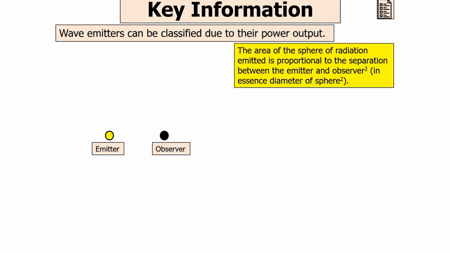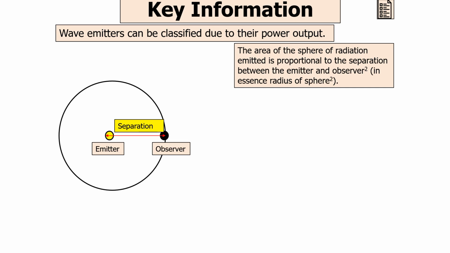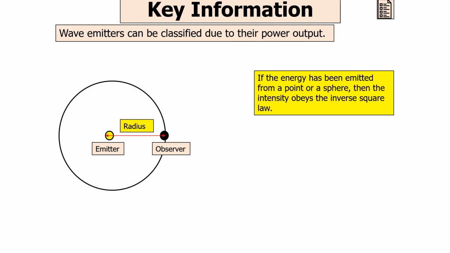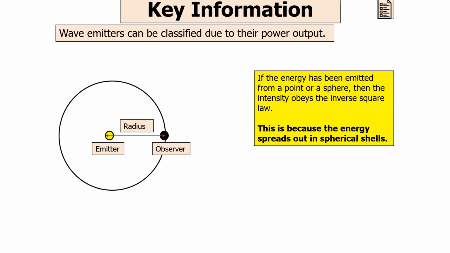The area of the sphere of radiation emitted is proportional to the separation between the emitter and the observer squared. In essence, it's the radius of the sphere squared. As you can see here, the area is proportional to the separation squared as it is a sphere. So if the energy has been emitted from a point or a sphere, the intensity obeys the inverse square law, because the energy spreads out in spherical shells.